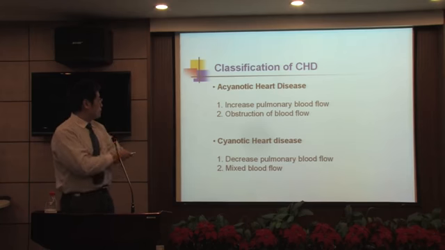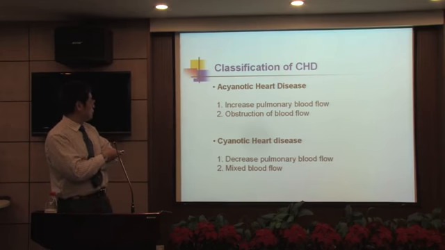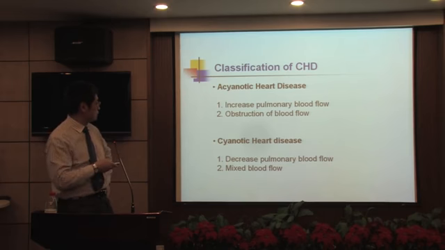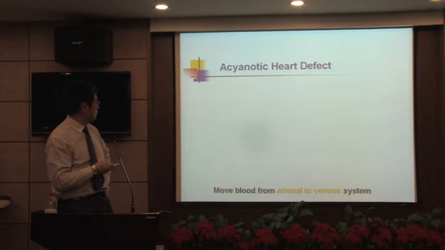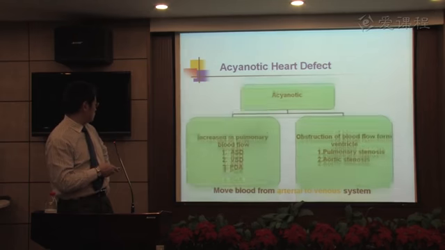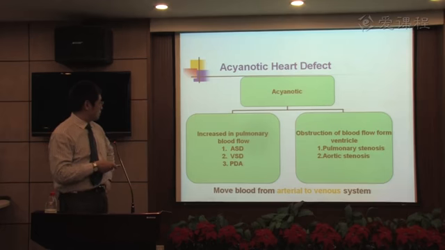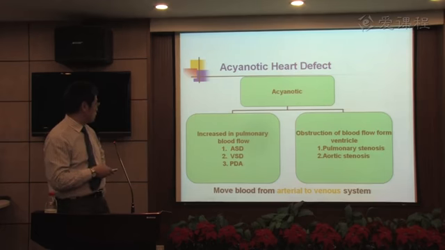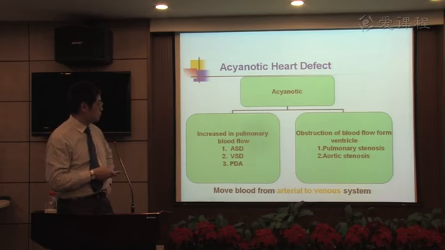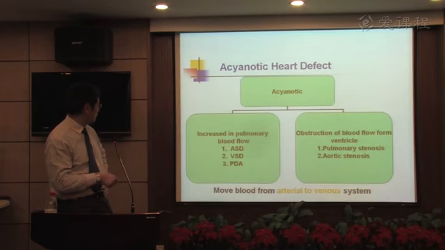And congenital heart disease can be divided into acyanotic and cyanotic heart disease. Here, first of all, we talk about acyanotic heart disease defects. There are two models for this type of heart disease. One is increased pulmonary blood flow. The other is obstruction of blood flow from the ventricle, such as pulmonary stenosis and aortic stenosis. For the first one, we can see ASD, VSD, and PDA.